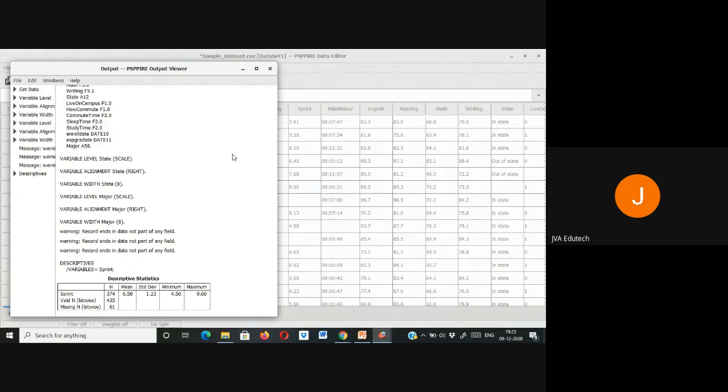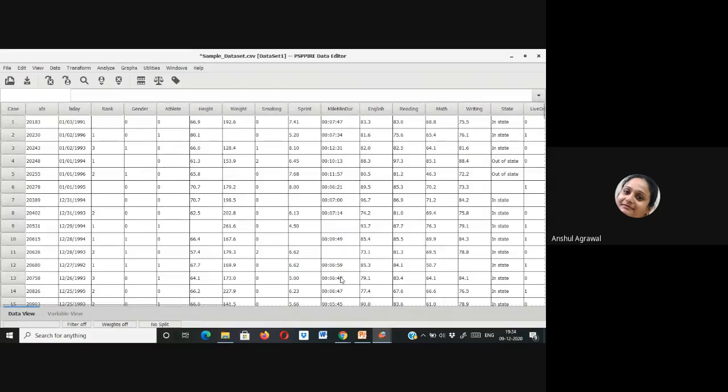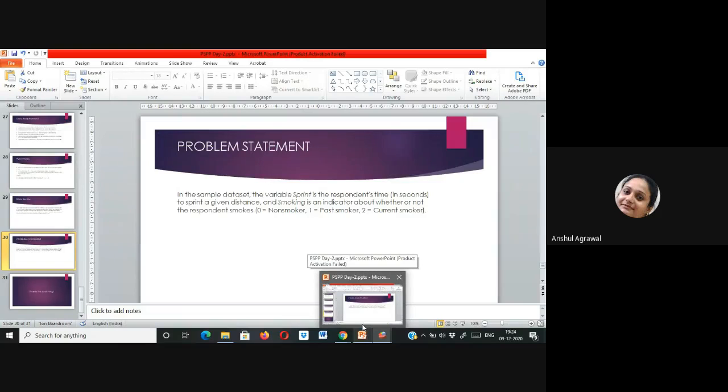Now here you can see that the sprint time exhibits a range of 4.5 to 9.6 seconds with a mean of 6.58, or you can say 6.6 seconds, and the number of valid cases in this case is 374. Further, the standard deviation is 1.23. What does it mean?